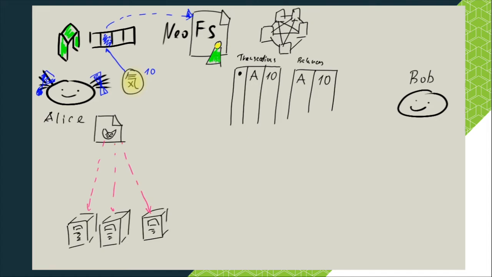Let's see how it works. Each epoch the Inner Ring will transfer some amount of gas to Bob's account as a reward. Both Alice's and Bob's accounts will be updated consistently.